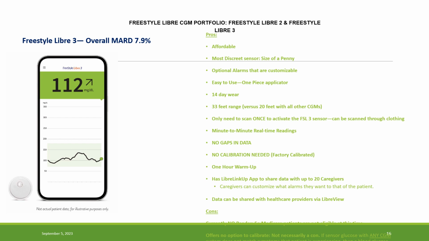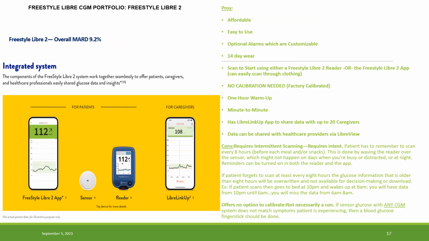Let me go back here for a second. On the top here, this is the Libre 2 system. You can see MARD is 9.2%, and on the Libre 3, I think it was 7%. I'll explain what that means later. It just has to do with the accuracy of the readings. So the Libre 2, again, is a sensor, and it comes with a reader and or phone, but you have to scan the sensor in order to get the readings. That's the big difference. And really, if we're starting anybody on a new system, we should be doing the Libre 3 and not prescribing Libre 2 anymore.